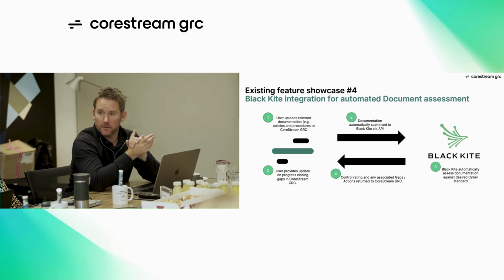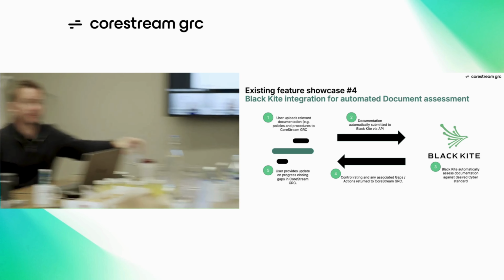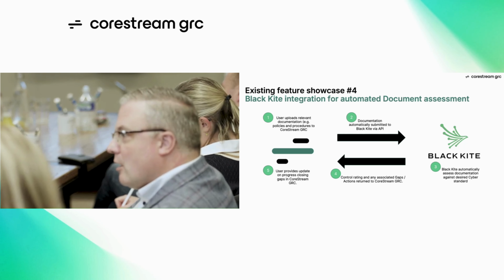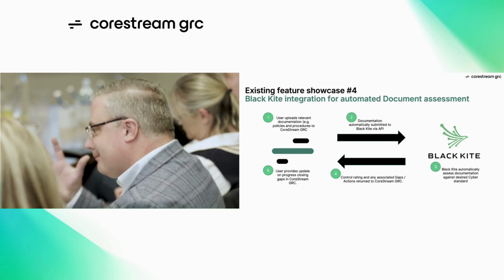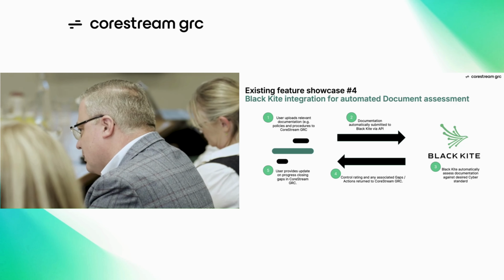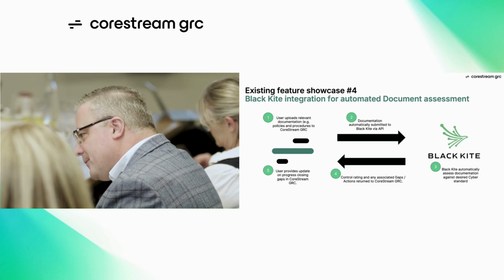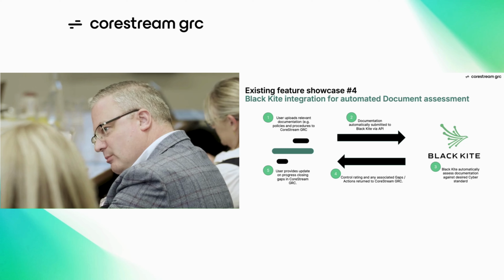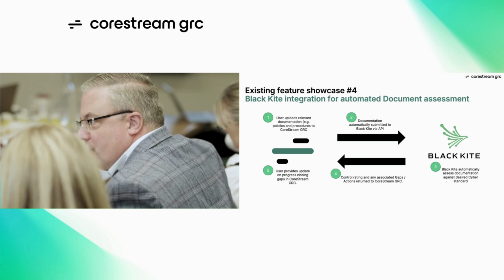So is Black Kite like an AI capability? Yeah, it's a vendor in the cyber risk space, and it is AI. So what essentially happens is when you upload the documents into CoreStream, as let's say you're a supplier of your organization, they upload it to say, here's my SOC 2, 27001, my ISMS, and so forth. We pass those documents over to the Black Kite API. It parses them, so it doesn't store them, it discards the document.